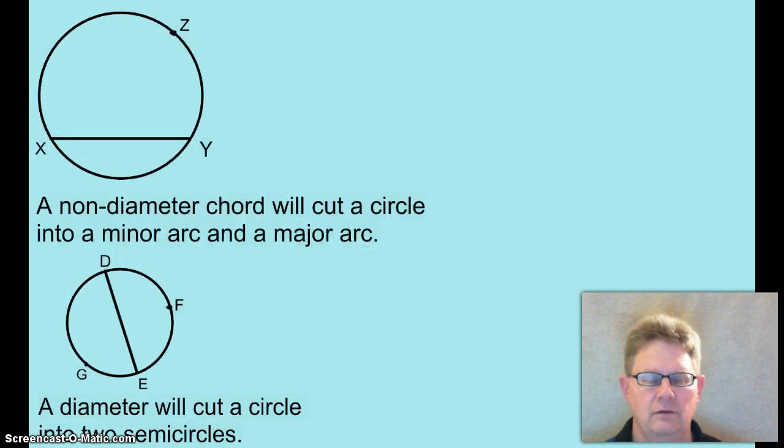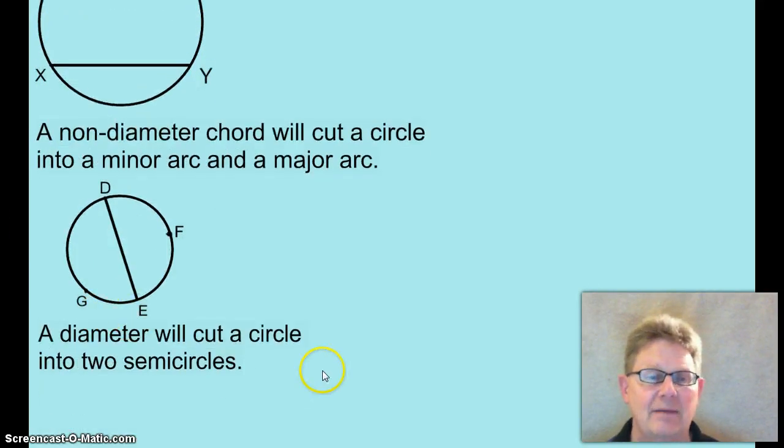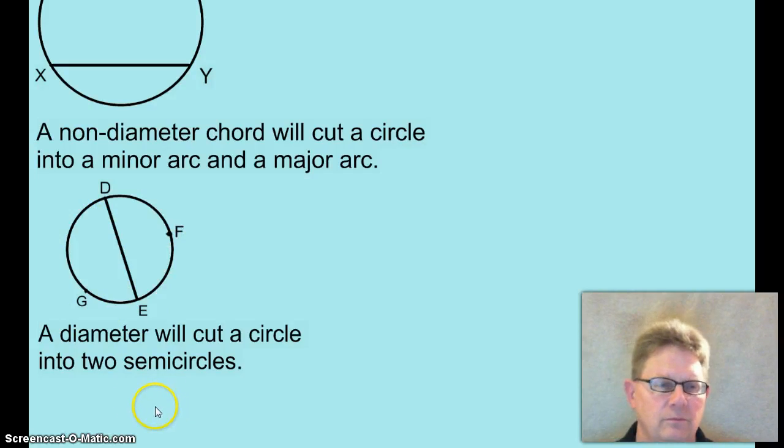And these are just kind of self-explanatory. They're not necessarily theorems, but it makes sense. A non-diameter chord, like XY, will cut a circle into a minor arc and a major arc. XY would be the minor arc, and XZY would be the major arc. A diameter will cut a circle into two semicircles. Remember with semicircles you need to use three letters as well. DFE and DGE. Those are the two semicircles.